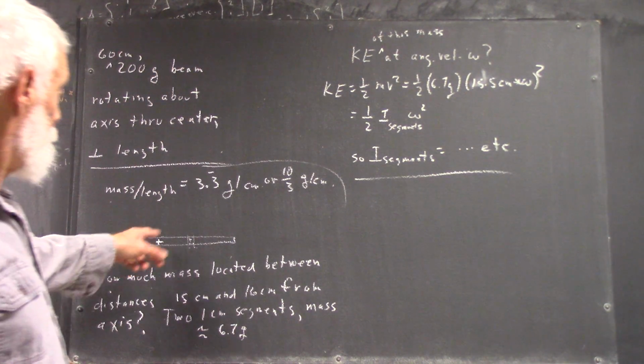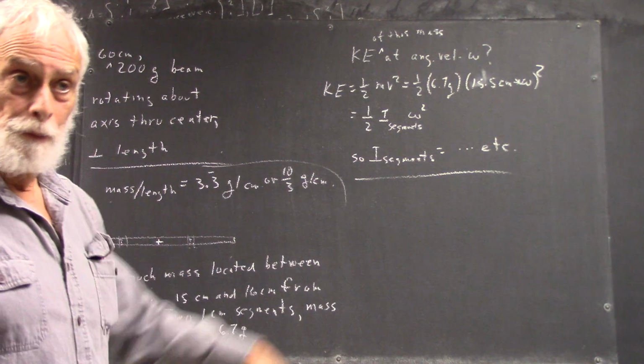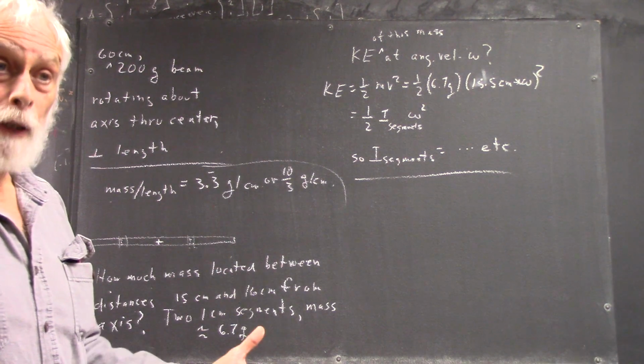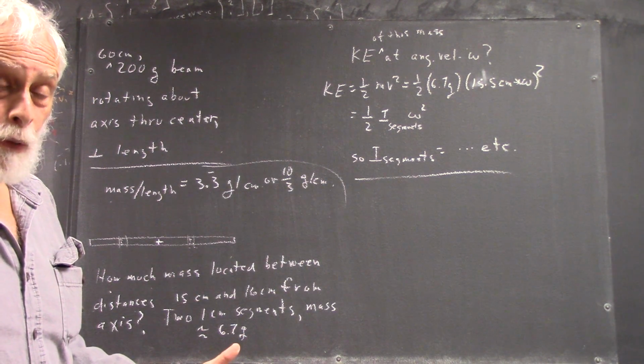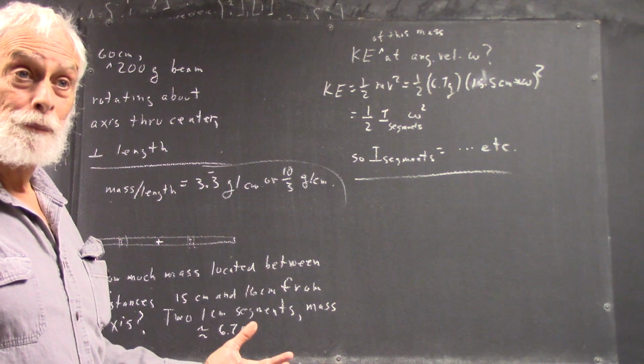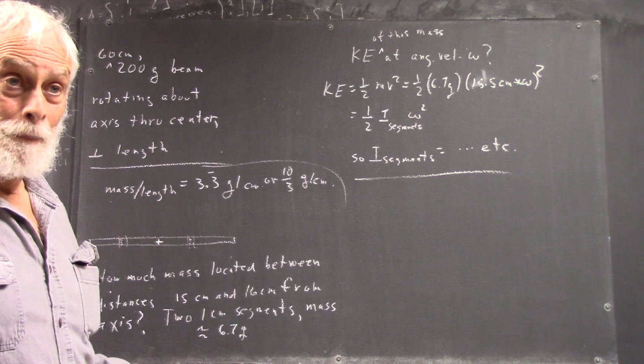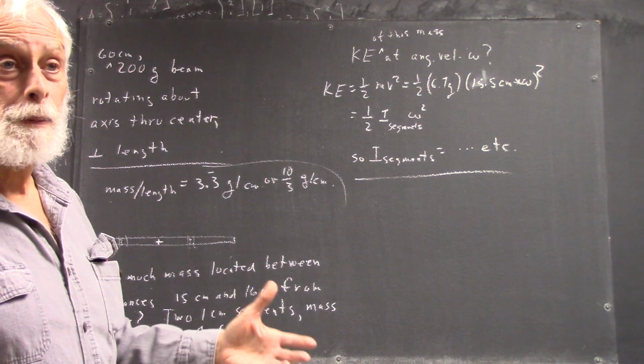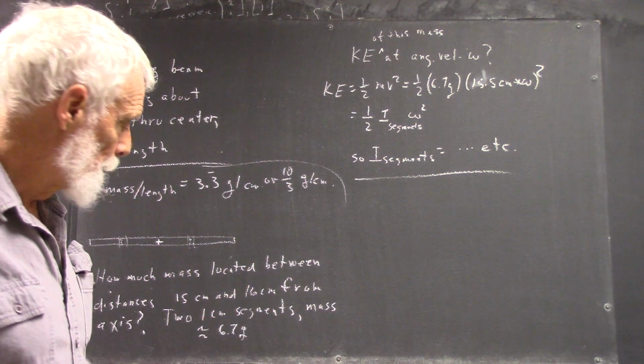Now we could do that for every 1 centimeter increment, right? And add them all up. Would we have the exact moment of inertia? Would we be close? We'd be very close. Okay? Would we have an overestimate or an underestimate? You can think about that.